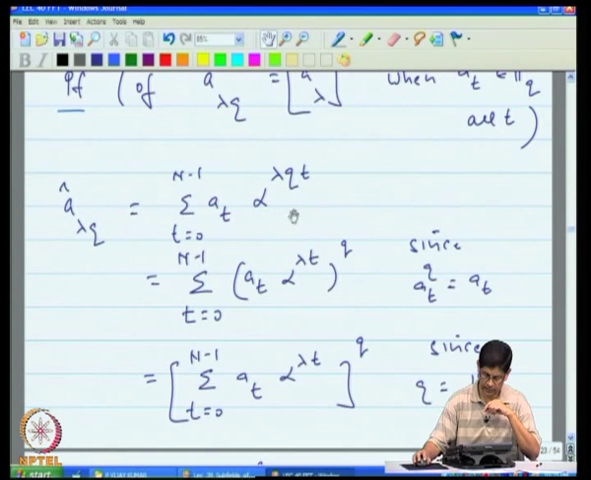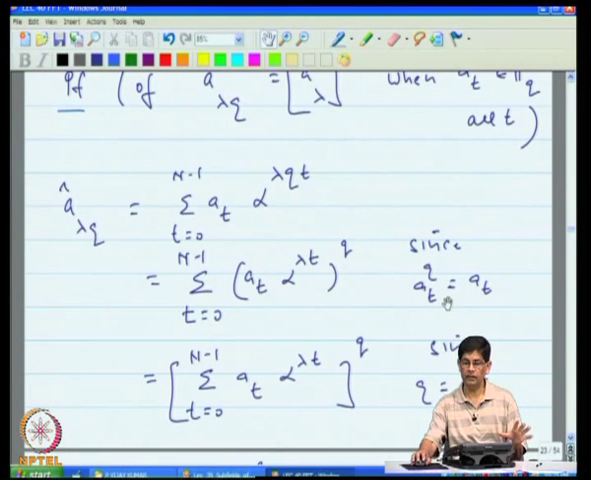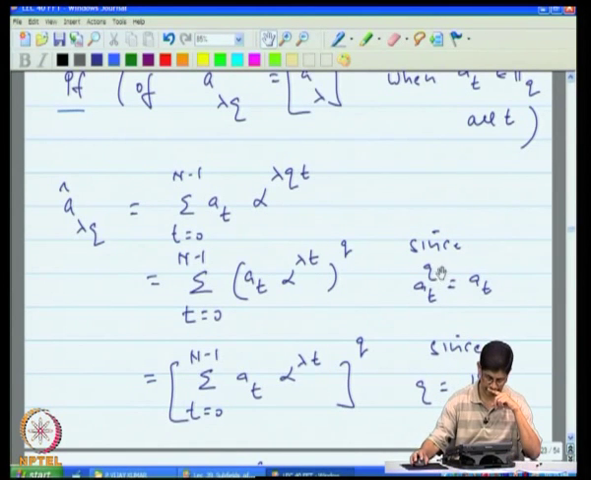you can regard this as alpha to the lambda t raised to the qth power, and also recognizing that a t belongs to the ground field, and a t to the q is therefore a t, because this is the test for membership in a subfield, if you remember: a t belongs to the subfield f q if and only if it satisfies the property that a t to the q is a t. We did this in the last lecture, and we reviewed that today.